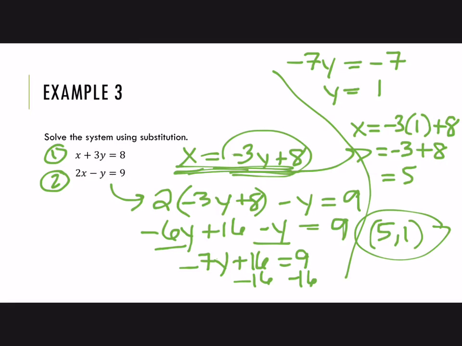Now this should look fairly familiar if you watched the last video, because we already did graph this system of equations, and we did find graphically that the solution was 5, 1.